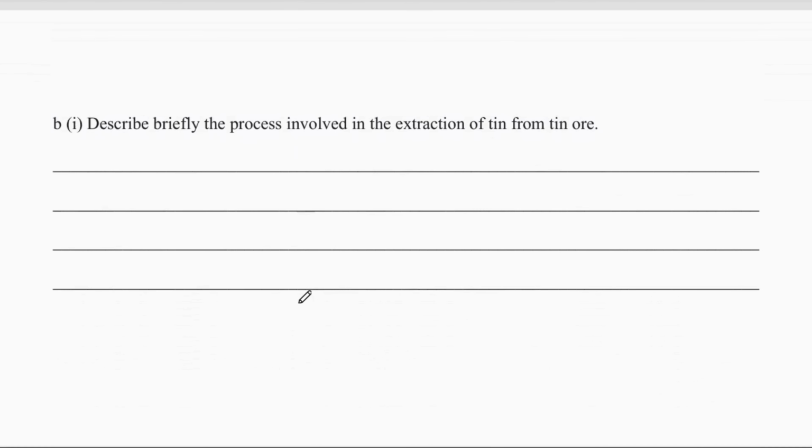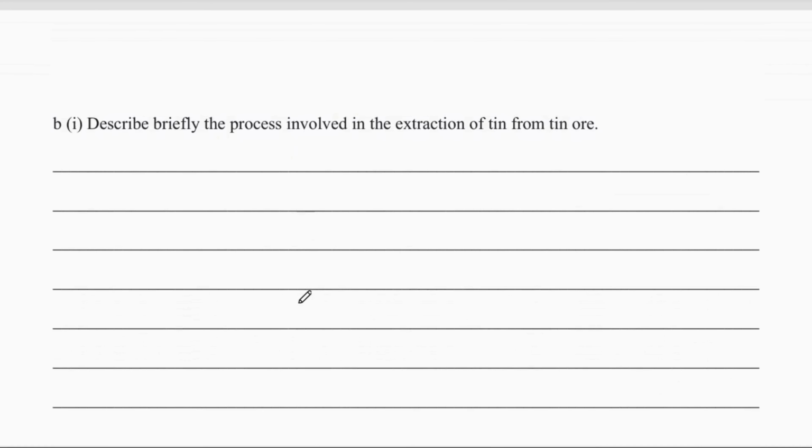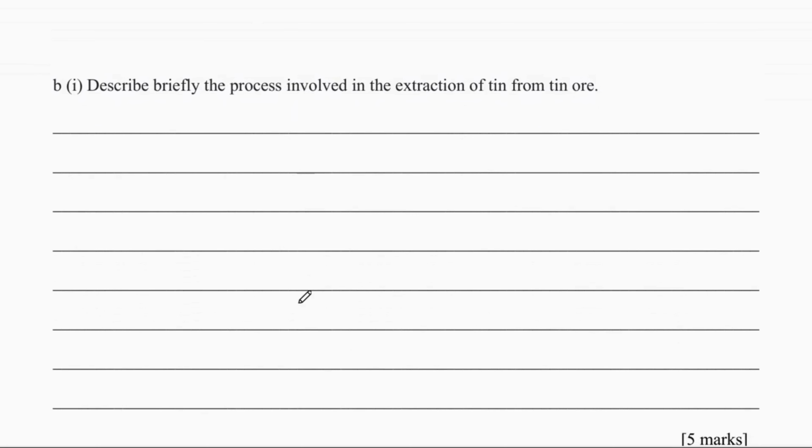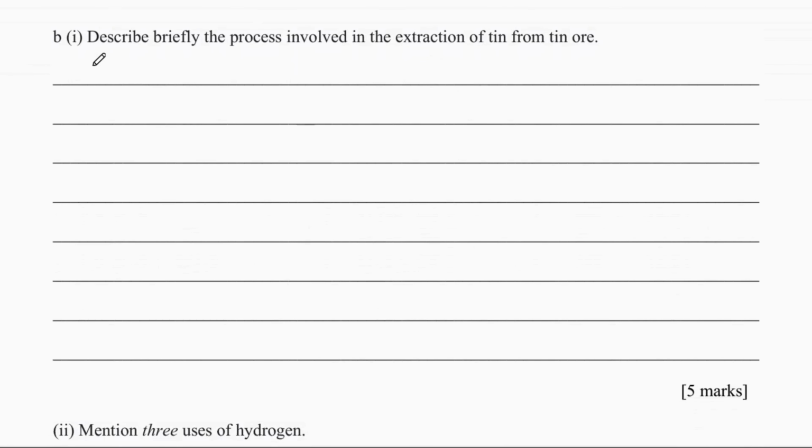Now the next question says, describe briefly the process involved in the extraction of tin from tin ore. So we would say tin is extracted from its ore. The ore is cassiterite. This is the ore.